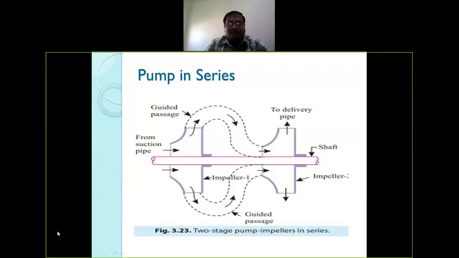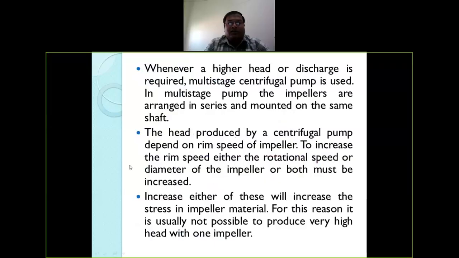Now further, the head produced by a centrifugal pump depends on the rim speed of the impeller. On which does it depend? The rim speed of the impeller. To increase the rim speed, either the rotational speed or the diameter of the impeller, or both, must be increased. If you want to increase the rim speed of the impeller, what do you have to do? Either you increase the rotational speed, or you increase the diameter of the impeller, or you increase both.